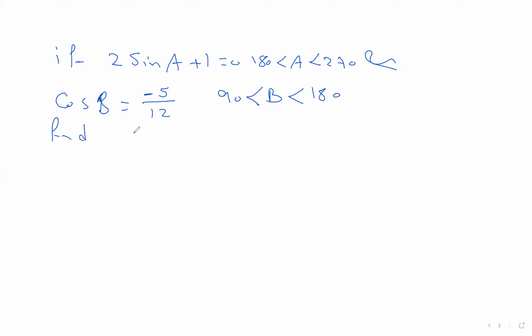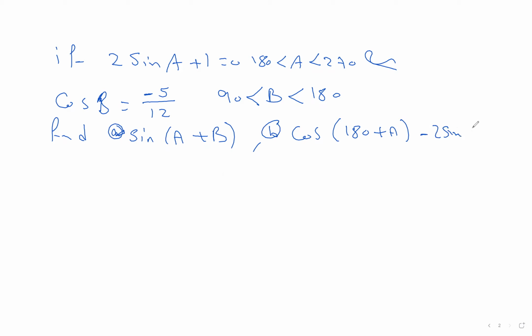Find sine A plus B, we studied it last year, and cosine 180 plus A, this number A and this number B, minus 2 sine 180 plus B. Okay.